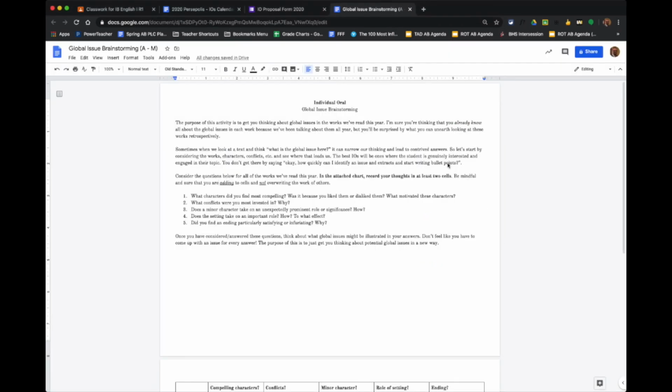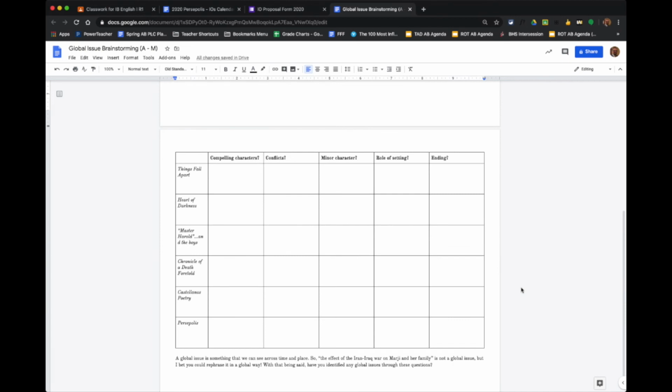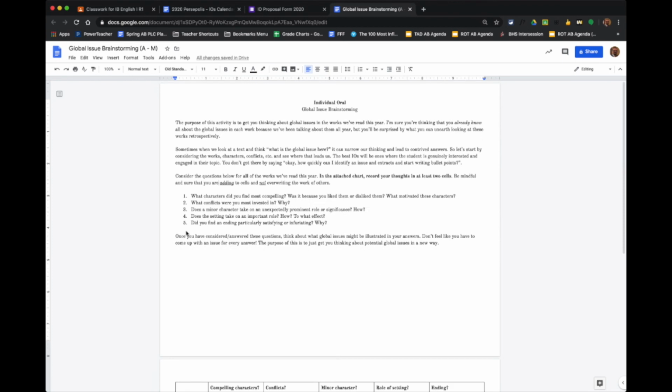There are 2 copies of this document. One is for the half of the class with the last name A through M, and the other is for the second half of the class, the last part of the alphabet that splits you roughly in 2. It is a brainstorm, and this is the style of brainstorm where you throw some stuff up. What I want you to do here is consider these questions that don't necessarily have anything to do with global issues, but they are questions that ask you to just remember the text.